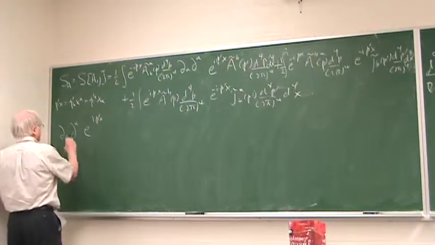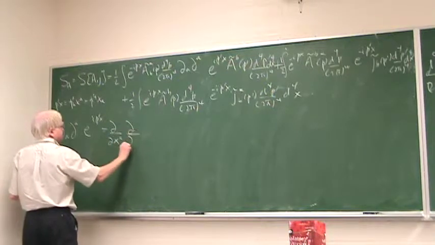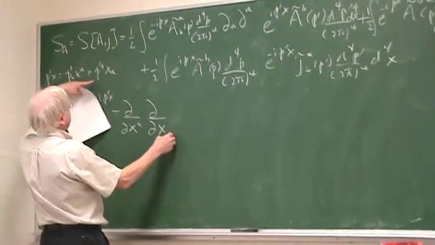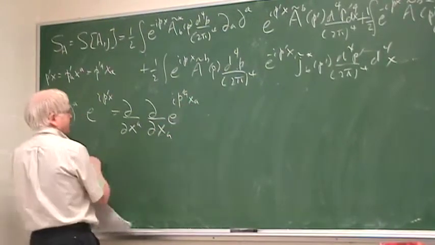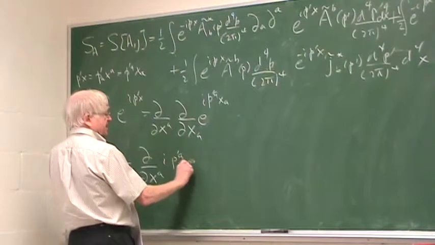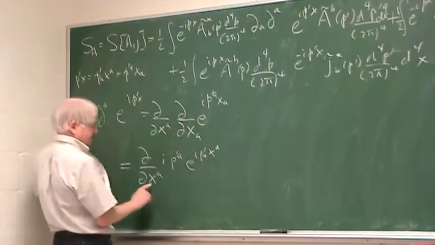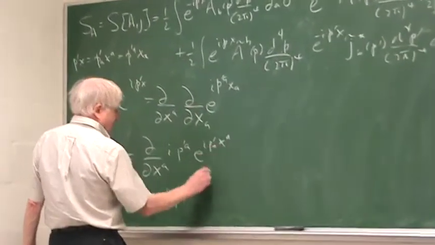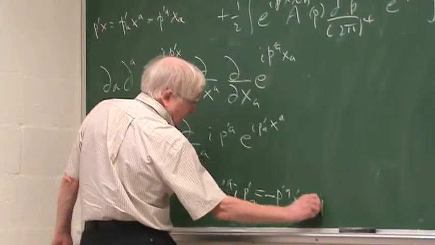Okay. So now, what is this explicitly? Well, this is d lower A means dx upper A, and this one is dx lower A. That's what d upper A is. And so for the dx lower A, I'm going to use this expression. So d by dx lower A brings down i p prime upper A, e to the i, and now it's p x, but I'm going to write it the other way, p prime lower A x upper A, because we have a derivative with respect to x upper A. And so this brings down, we have i p prime upper A, this brings down i p prime lower A, so this is minus p prime A, which is minus p squared.